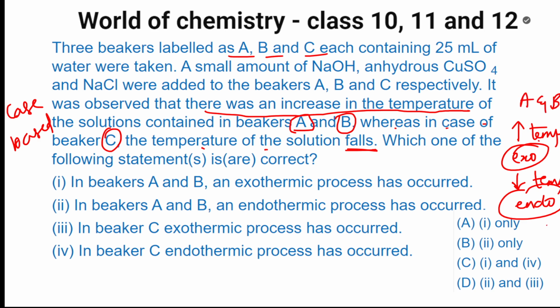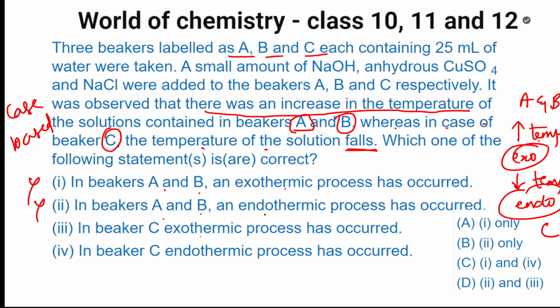Now let us read: the temperature is increasing in A and B. Then in C it is decreasing. Now you only read, in A and B exothermic reaction has occurred. They didn't mention C. In beakers A and B endothermic, this is ruled out and wrong. In beaker C, exothermic process has occurred. They said which one is or are correct. Is it right, students? Is it right?